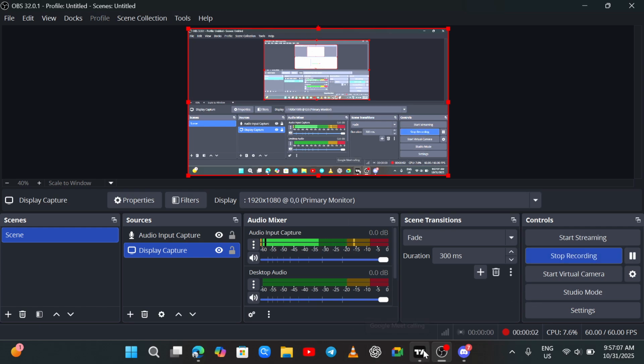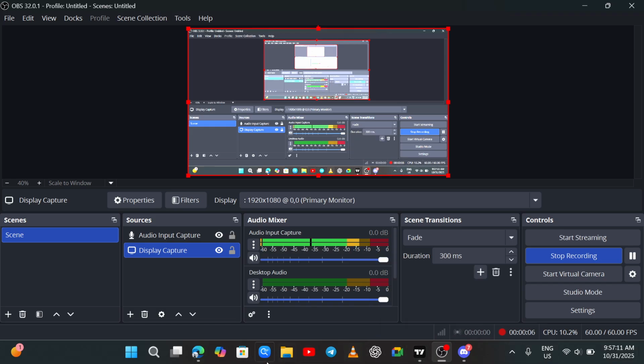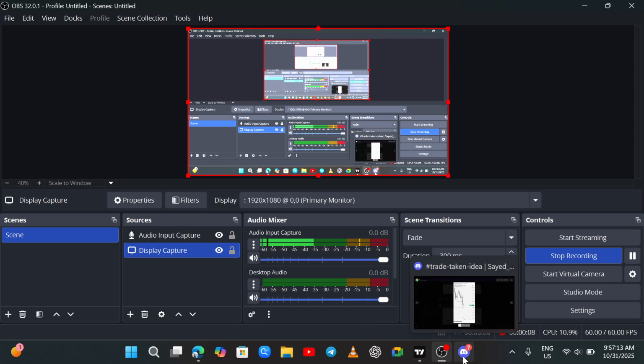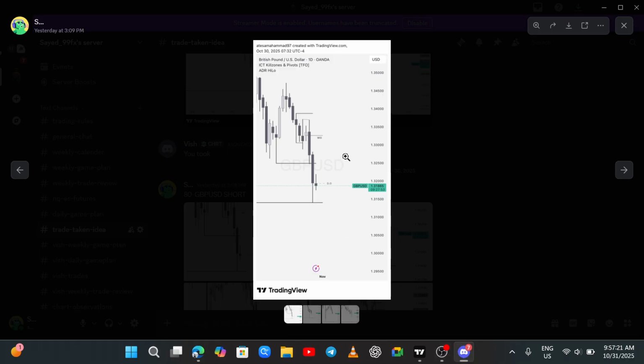Hello guys. So I'll review that yesterday trade I took on the GU. It was a good trade, near about 5.7 hour. I'll show you the breakdown. So I shared this trade on the Discord. So this is the daily time frame.